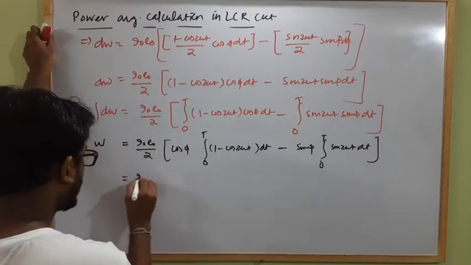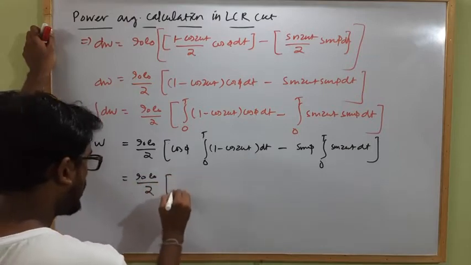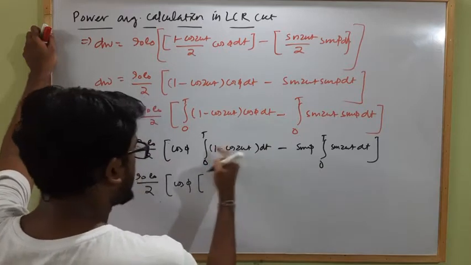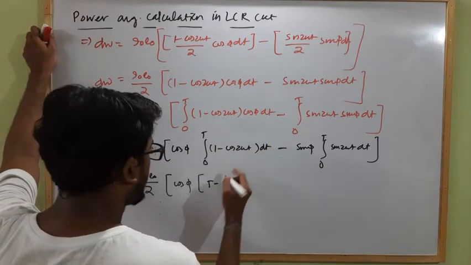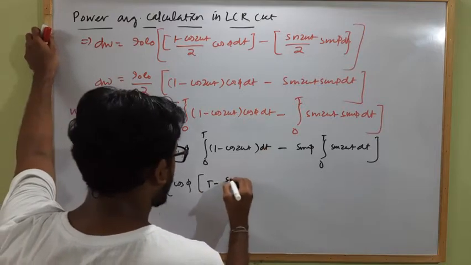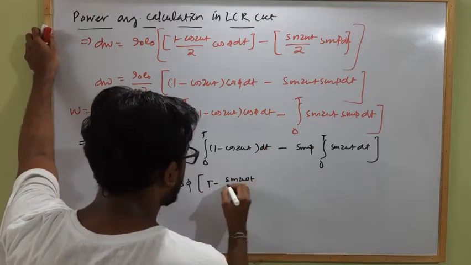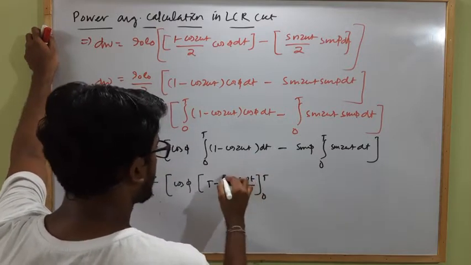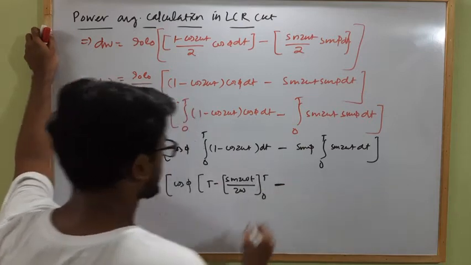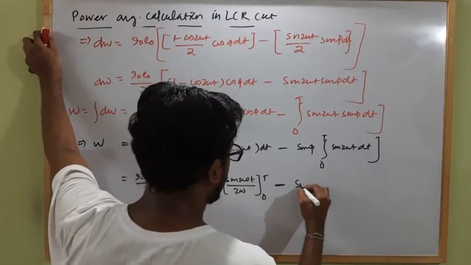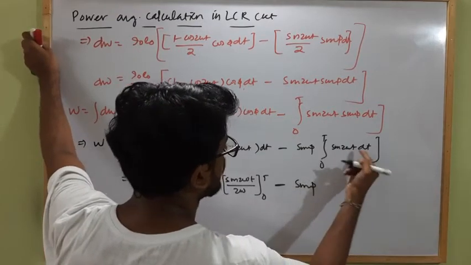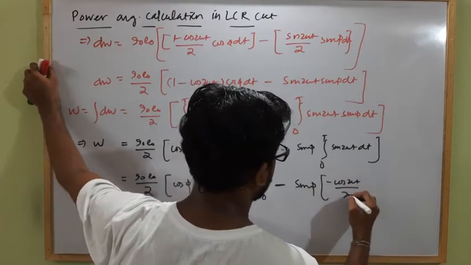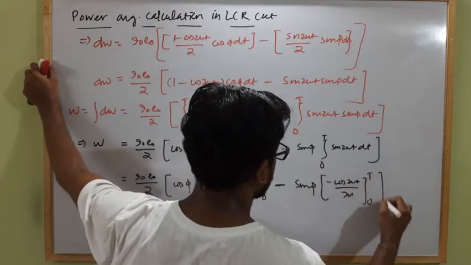So this can be written as I naught E naught by 2 into cos phi into the integral of 1 dt, so it will be the integration from 0 to T, which is t, minus the integral of cos 2 omega t dt, which will be sin 2 omega t divided by 2 omega, limit from 0 to T, minus sin phi times the integral of sin 2 omega t dt, which will be minus cos 2 omega t divided by 2 omega, limit from 0 to T.